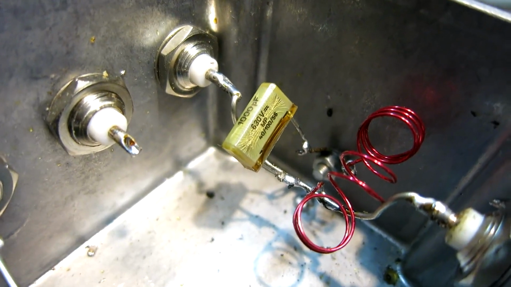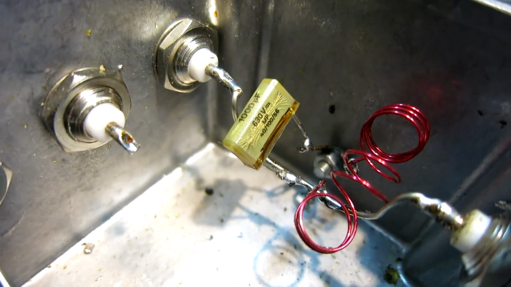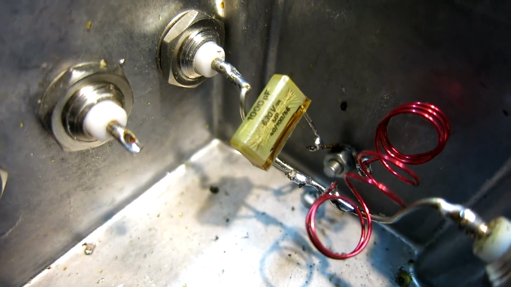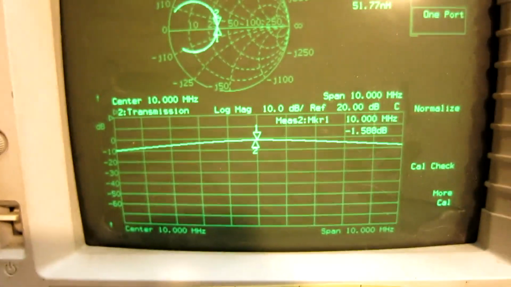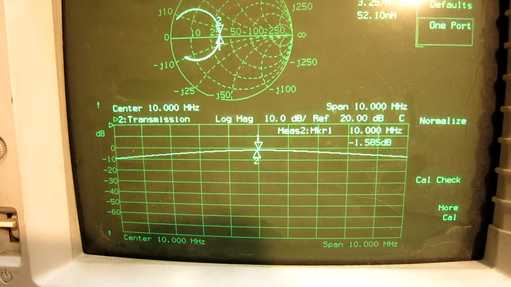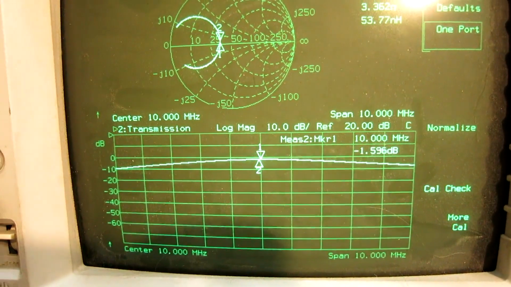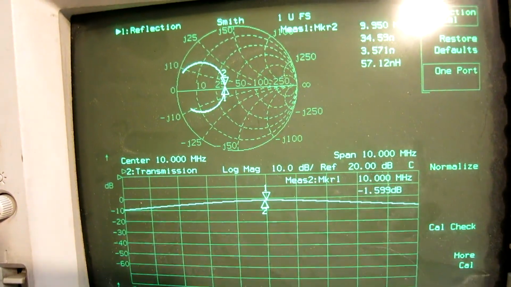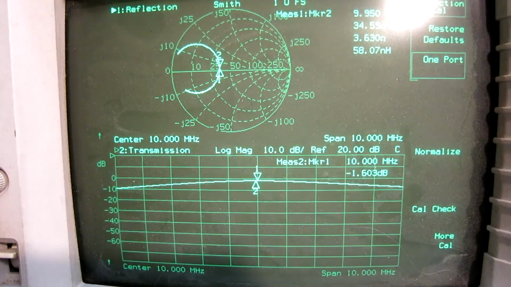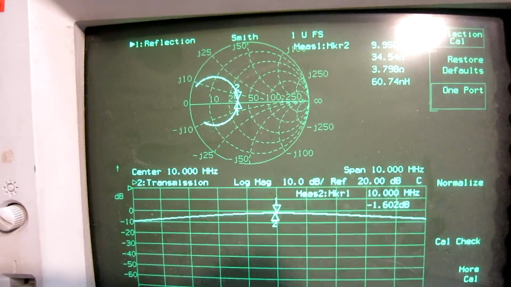This is a paper capacitor from Rifa, rated 630 volts. The losses are significantly higher than the plastic foil capacitors. I lose 1.6 dB here, and the impedance is only 34 ohms.